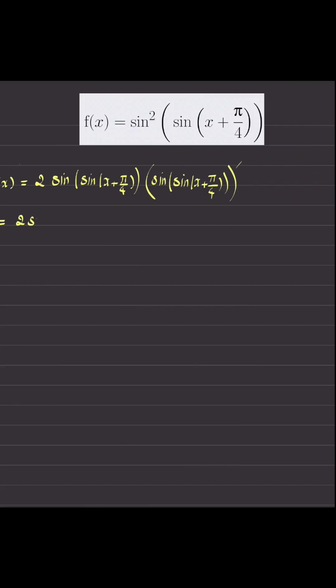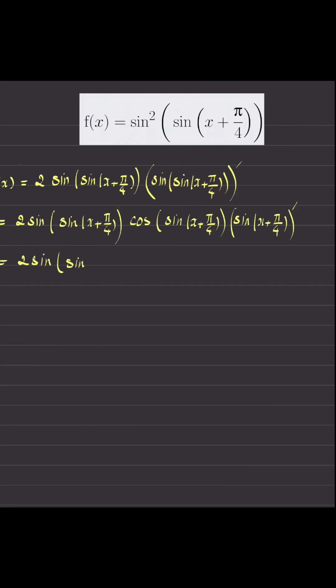So I copy and paste the first parts, 2 sine of x plus pi over 4, but then this one I will take to be u, then I will have sine u prime, which becomes cosine of u, but you have to multiply by u prime. So this becomes cosine of sine of x plus pi over 4 multiplied by the derivative of u, which is sine of x plus pi over 4 totally prime. But still the prime is left, so we have to continue. So I copy and paste all the expressions up to that point.